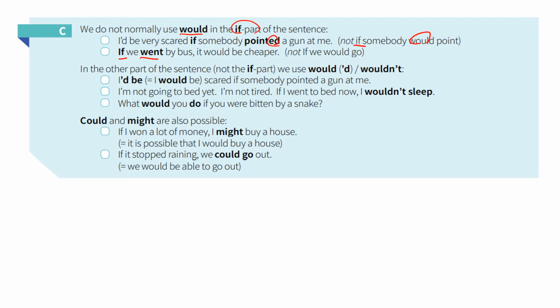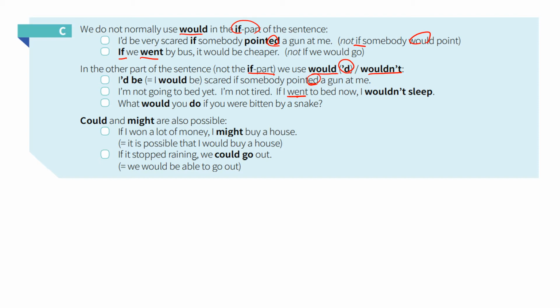In the other part of the sentence, not the if part, we use would, 'd, or wouldn't. I would be scared if somebody pointed a gun at me. So this one is past tense, but it's not past meaning. Past form, only past form. I'm not going to bed yet. I'm not tired. If I went to bed now, I wouldn't sleep. If I went, past form, I wouldn't sleep.